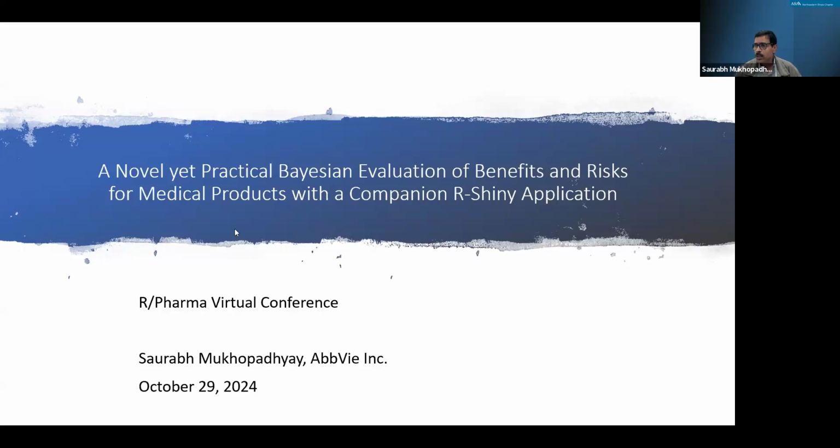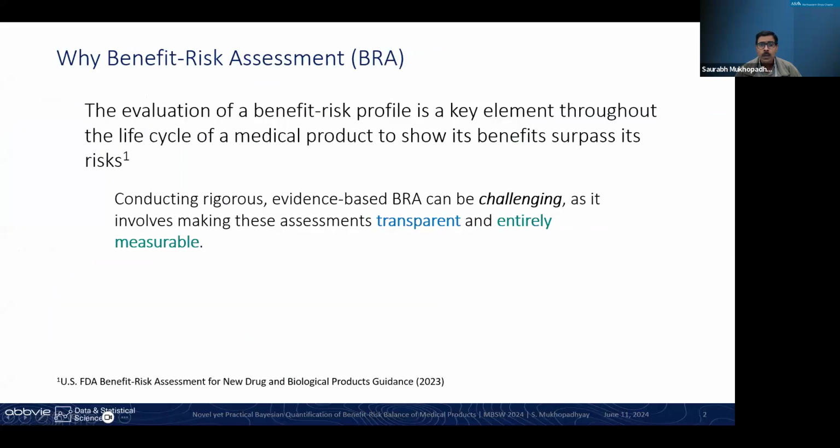The benefit risk assessment, or BRA as we usually call it, is a key element throughout the life cycle of any medical product. The idea is to show that its benefits surpass its risks. So it's a very simple concept, but the challenge comes from conducting a rigorous and evidence-based BRA, because it involves making transparent and entirely measurable assessments.